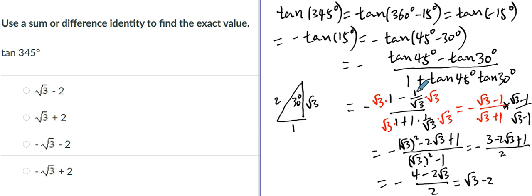Tangent 45 degrees is 1. Tangent 30 degrees is 1 over radical 3. You see here, in the right triangle, if here is 30, opposite side will be 1, then hypotenuse will be 2. Adjacent will be radical 3. Tangent is opposite over adjacent, so it's 1 over radical 3 for tangent 30 degrees.